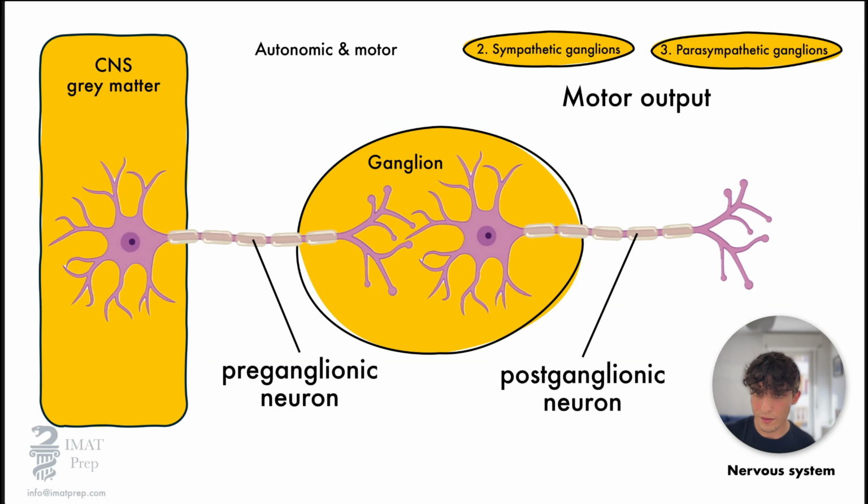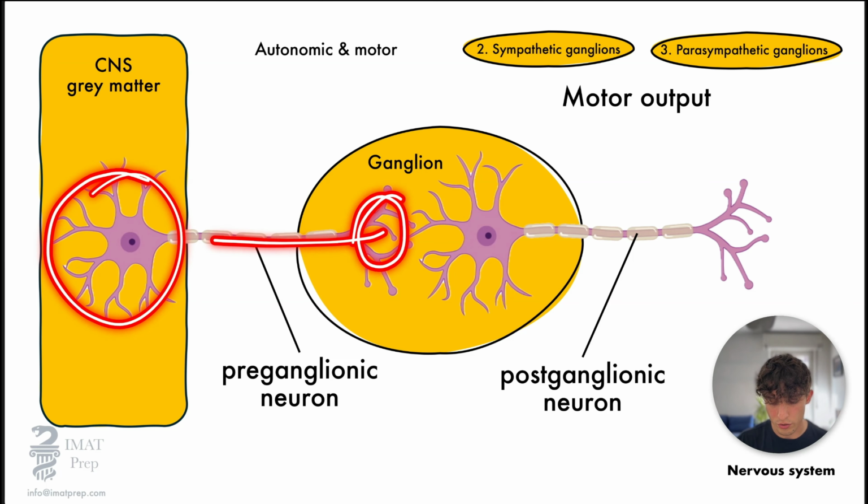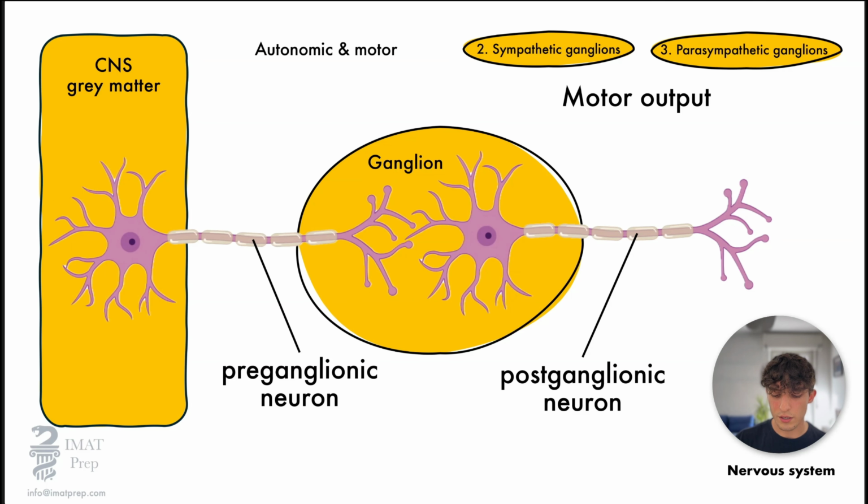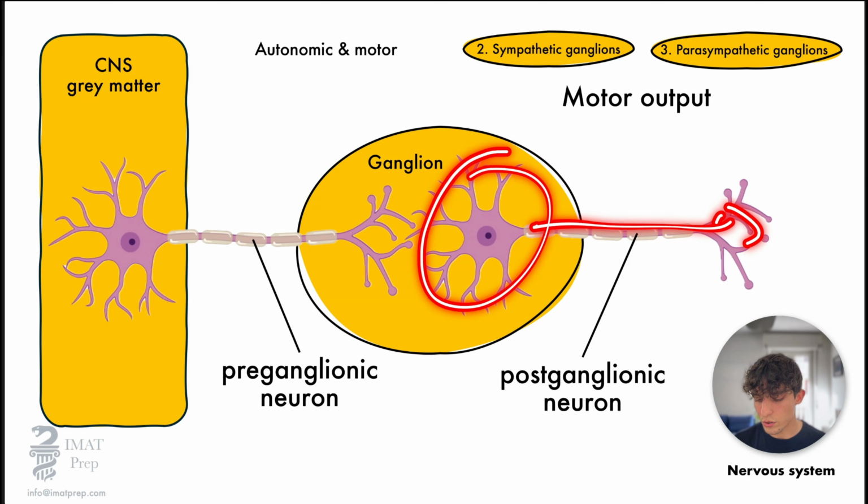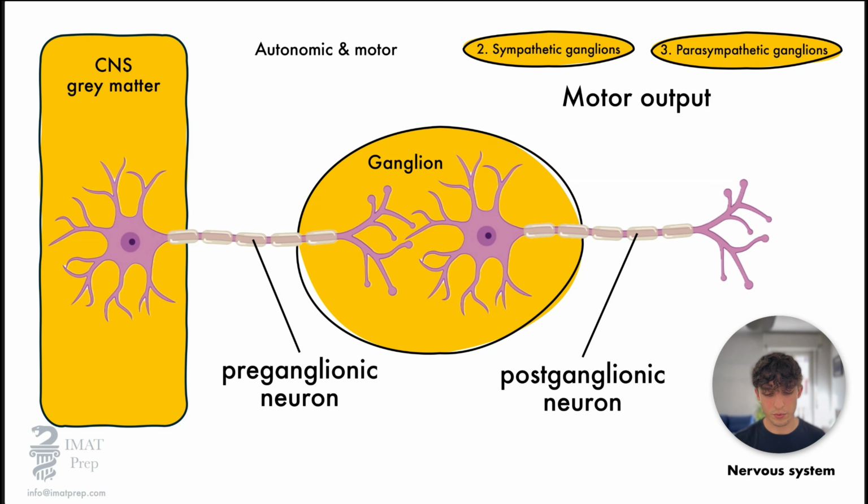In both the sympathetic system and the parasympathetic system, we have a neuron that connects the central nervous system to the ganglion, and another neuron that connects the ganglion to the target organ, the heart, for example. The neuron that's before the ganglion is known as the preganglionic neuron, and the neuron that's found after the ganglion going to the target organ is known as the postganglionic neuron. This is the structure in both the sympathetic nervous system and the parasympathetic nervous system.